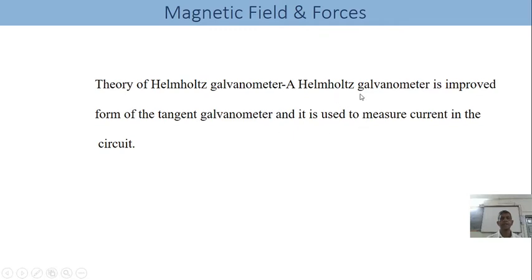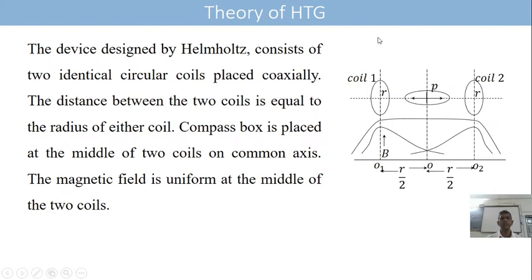That is, a Helmholtz galvanometer is an improved form of tangent galvanometer, that is TG, and it is used to measure current in the circuit. Here, this is the Helmholtz tangent galvanometer. It consists of two circular coils, coil 1 and coil 2. These two are identical and they are placed coaxially with each other. That means they are on the same axis. Again, they are connected in series. That means the same current flows through them.